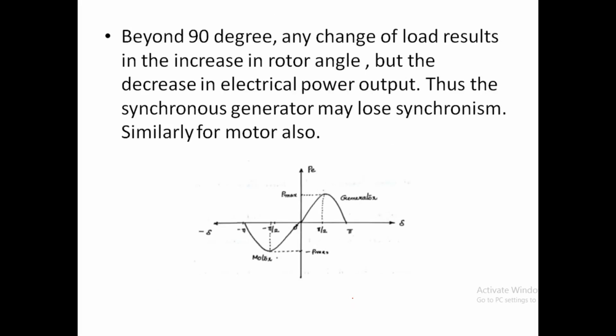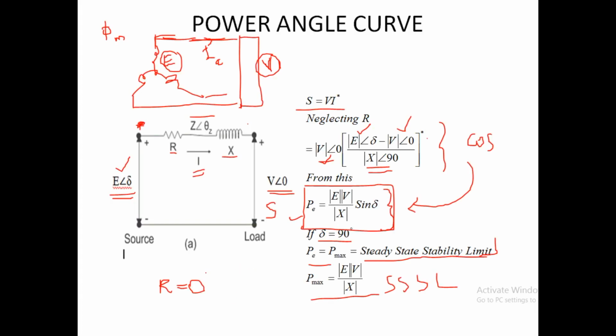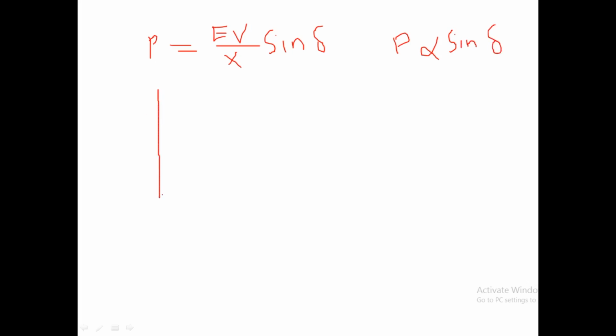Now how are we checking whether the system is stable or not? We can consider this expression, P equal to EV/X into sin δ. So P will be directly proportional to sin δ. What curve will we obtain? The P versus δ curve will be a sinusoidal curve. We take P here and δ here, so it will be sinusoidal.